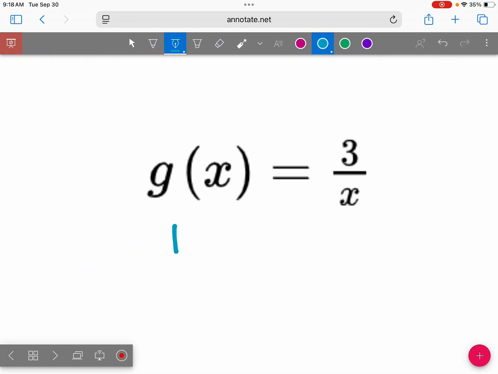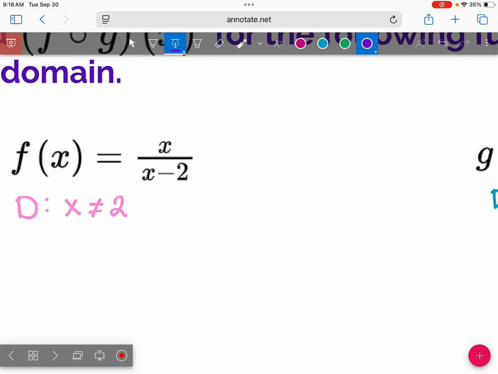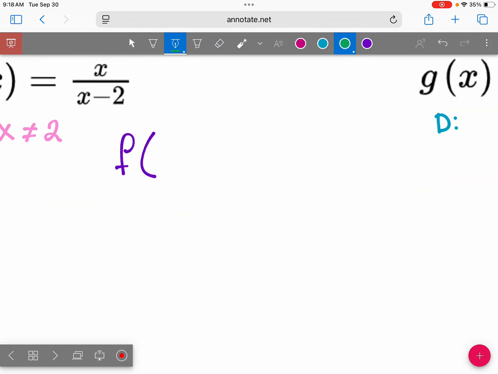What about on g? What's our problem in the domain here? 0. x cannot be 0. So we know that. So then when we're looking to do our composition, when we're composing our function, f of g, so f of g of x.